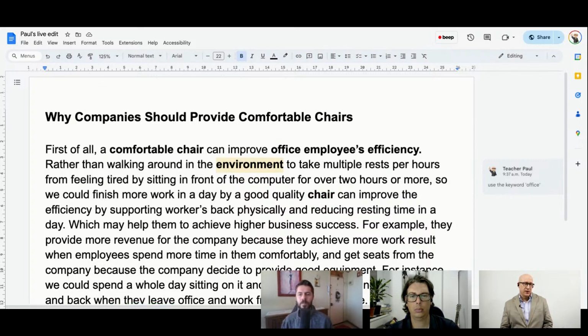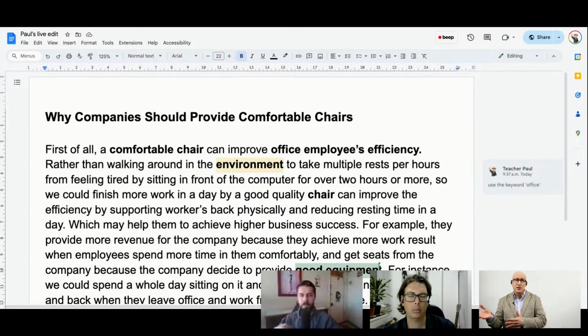Are we talking about furniture in general, or are we only talking about chairs, right? And we see this synonym here. We see good equipment. Each time those words pop up in the paragraph, it can mislead us, thinking that now we're switching the topic, which you don't want to do within the paragraph.